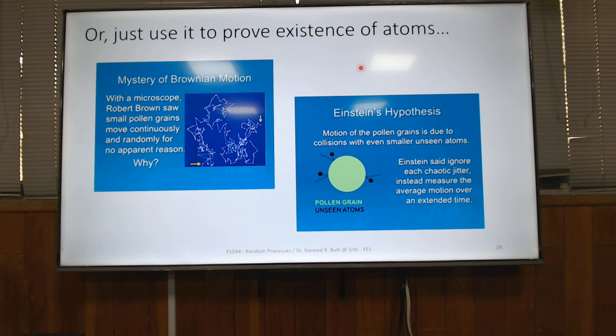Brownian motion's technical name is random walk. नाम से आपको समझ आ गई होगी, it is random, stochastic है. Chaotic is something different.